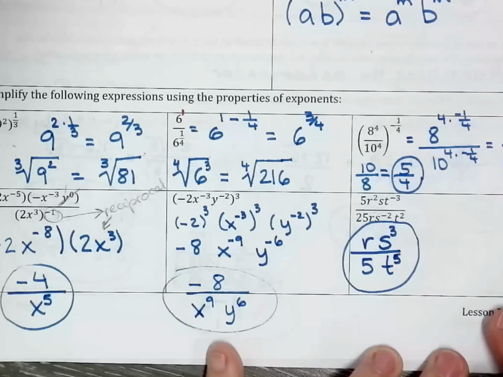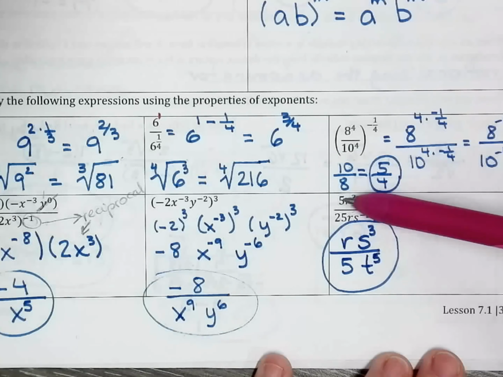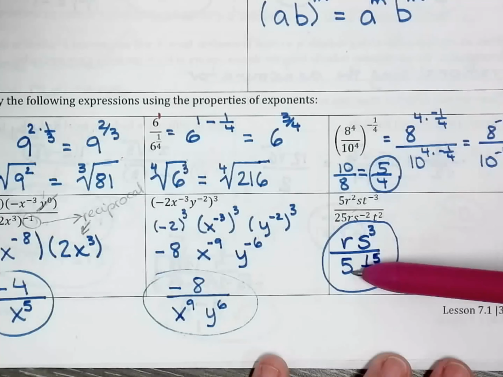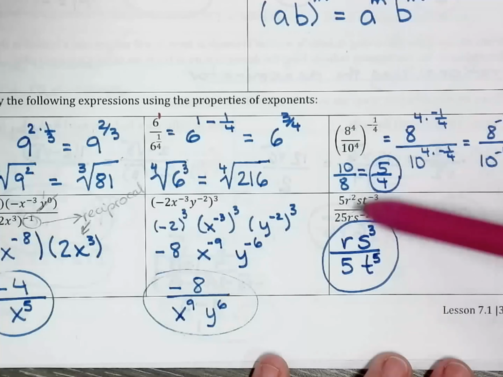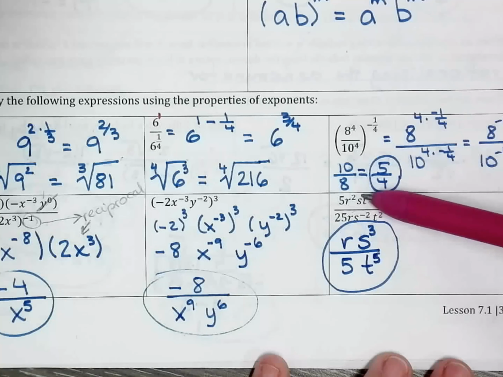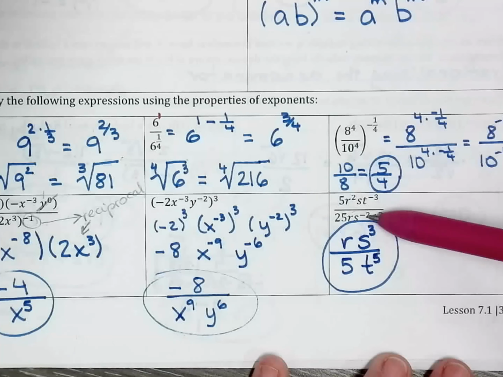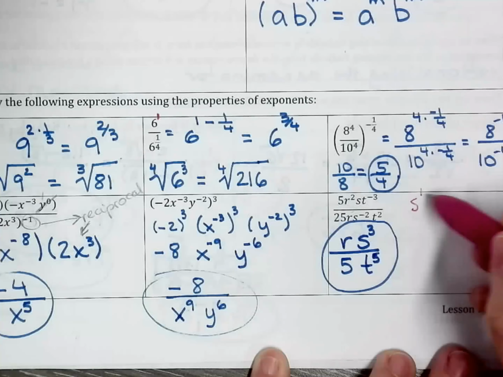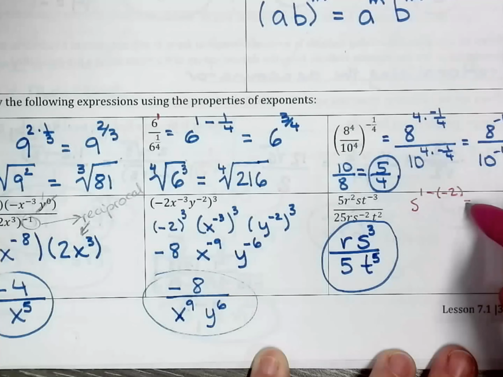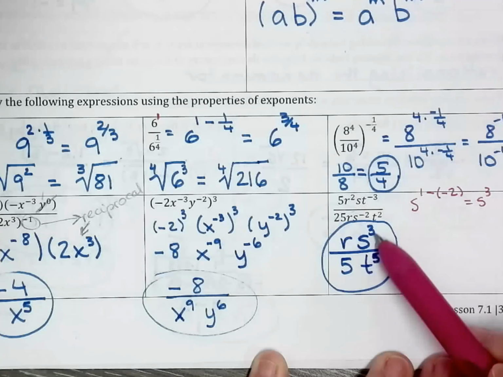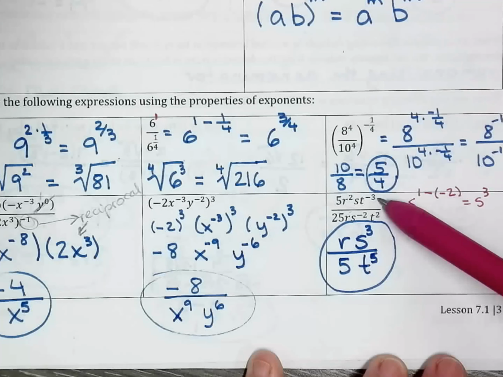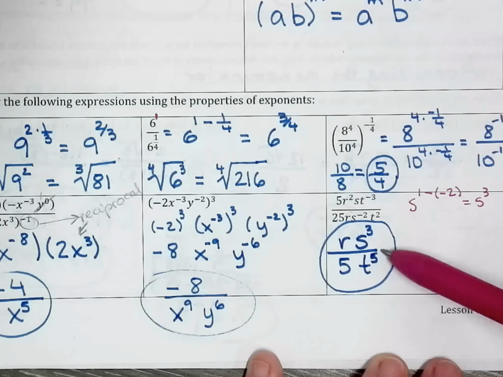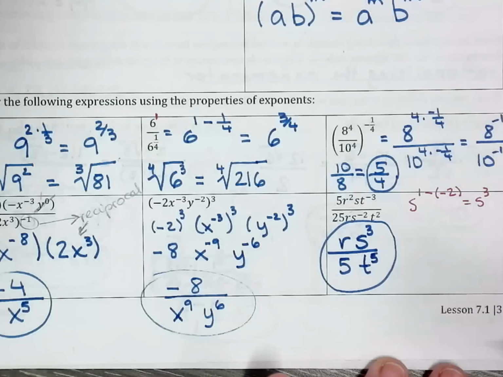This is just the same idea. Now 5 divided by 25 is 1/5. So I don't need to write a 1 right there, but the 5 is there. I apply the quotient rule. So 2 minus 1 is 1. 1 minus negative 2 is negative 1 for S. 1 minus negative 2 is positive 3. So that's there right there. And then negative 3 minus 2 is negative 5. So t to the power of negative 5, reciprocal, so that goes in the denominator.